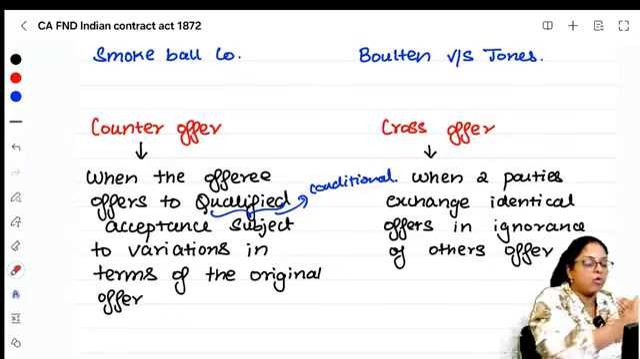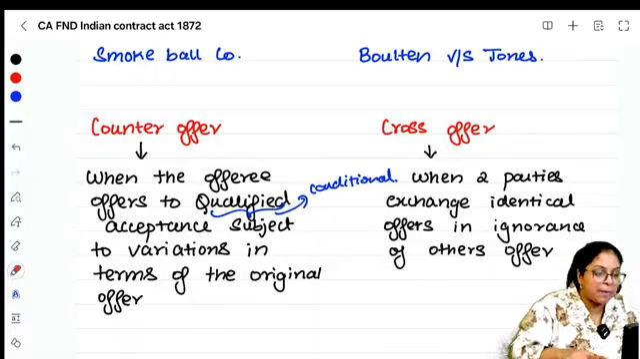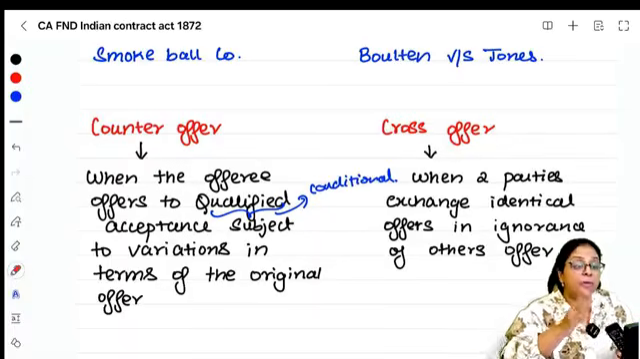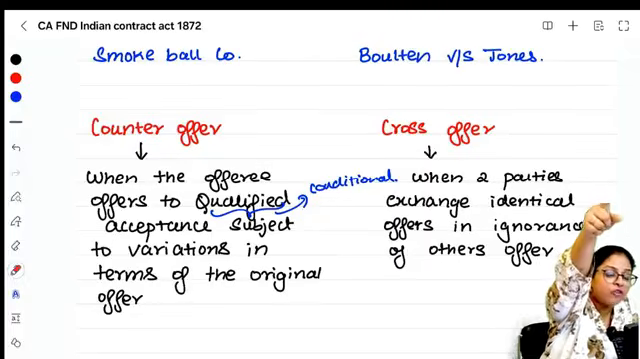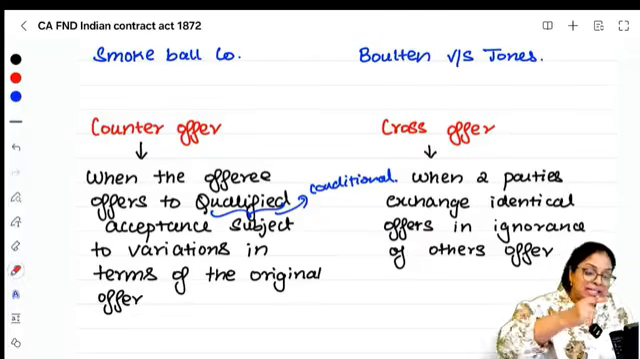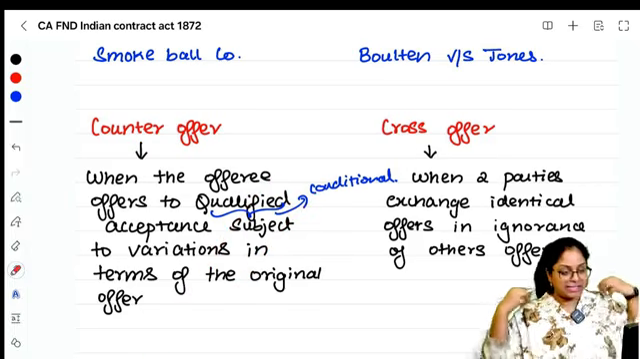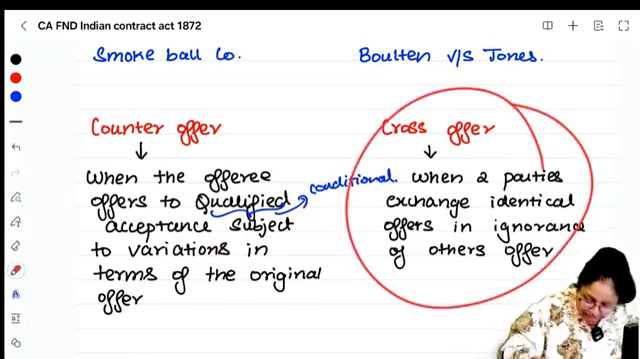She is telling her acceptance. She is giving her acceptance. She is saying, I will buy this chappal, but for how much? 200. How much did he offer it for? 2,000. Here I am accepting, but I am giving a counter offer. Is that clear, people? Absolutely clear.